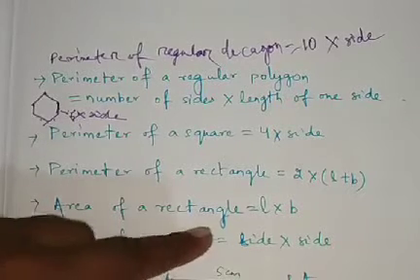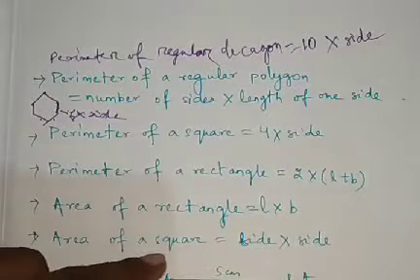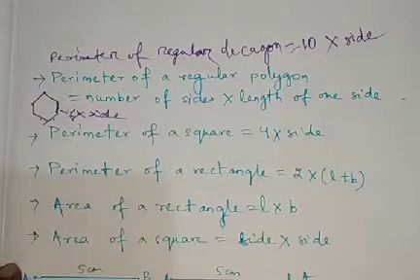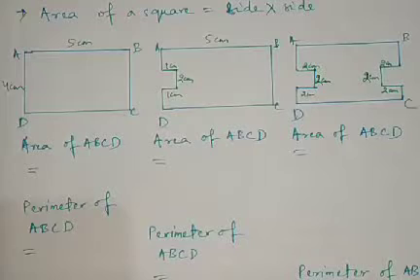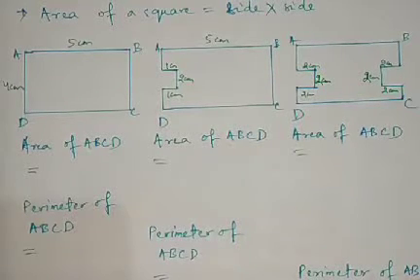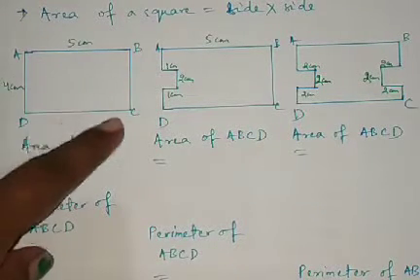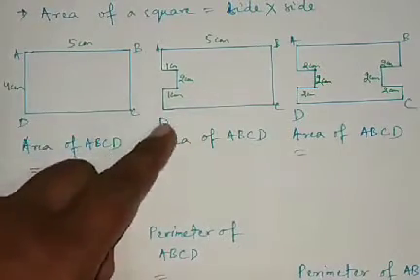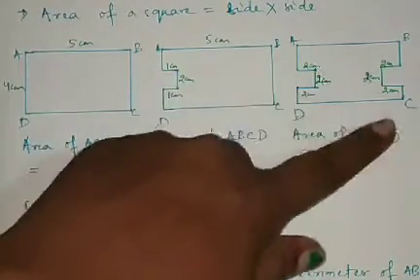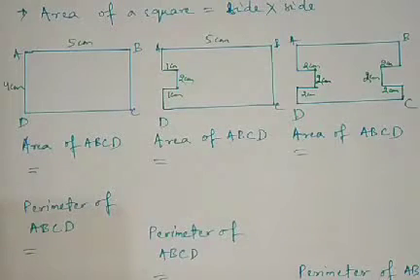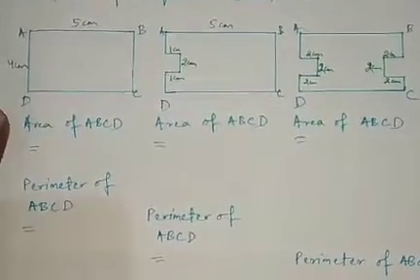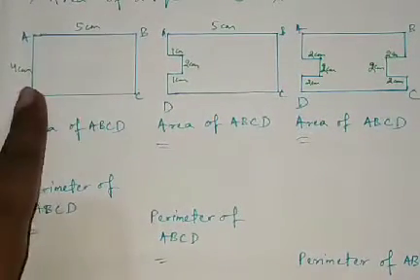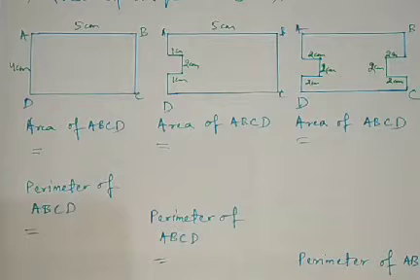Then area of a rectangle is how much? Length into breadth. Area of a square is equal to how much? Side into side. All this we have studied in last class. Let's see, here some figures are given like A, B, C, D. Same figure A, B, C, D, but here some pieces are cut. We have to find out the area and perimeter. The same length and same breadth are given here, so we'll see if there is a difference.